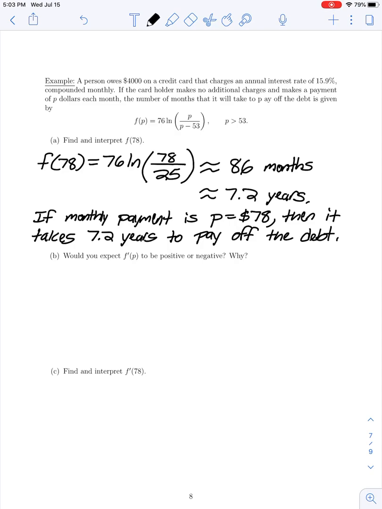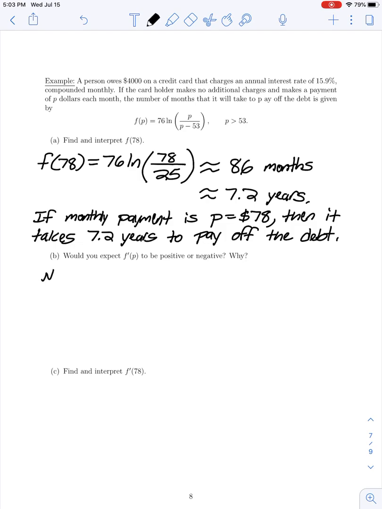So in part B, we asked the question, would we expect the derivative, f prime of p, to be positive or negative, and why? So let's recall that the derivative of a function represents the instantaneous rate of change of that function. So we're asking if the rate of change of f of p, which represents the number of months it will take to pay off the debt, would be positive or negative, that is, would that time increase or decrease if we were to increase the value of p, that is, if we increase the monthly payment.